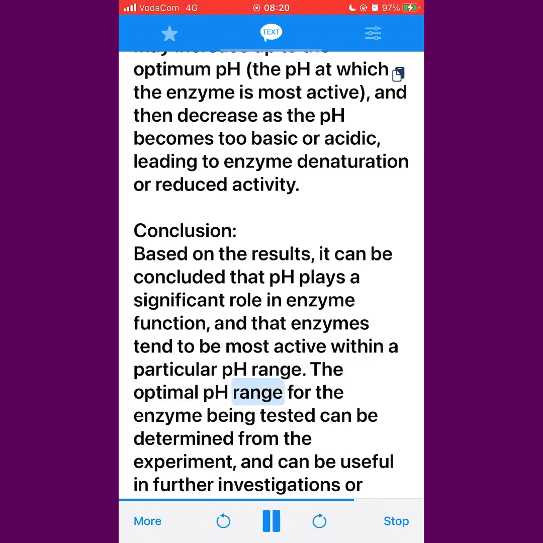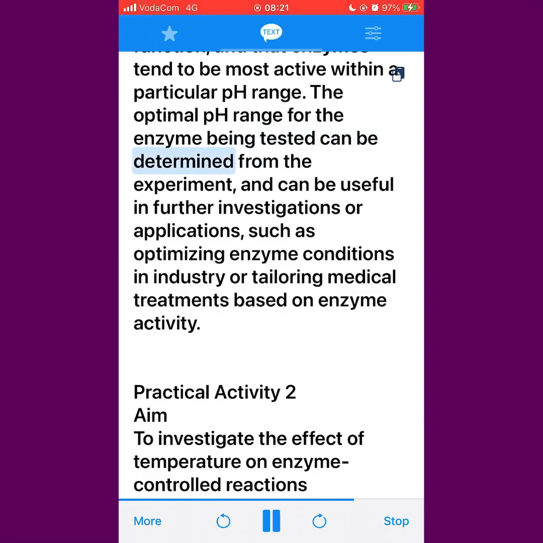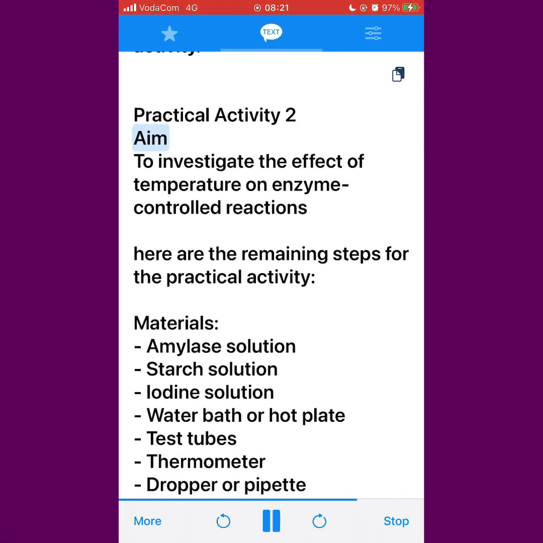The optimal pH range for the enzyme being tested can be determined from the experiment, and can be useful in further investigations or applications, such as optimizing enzyme conditions in industry or tailoring medical treatments based on enzyme activity. Practical activity 2. Aim: to investigate the effect of temperature on enzyme-controlled reactions. Here are the remaining steps for the practical activity.